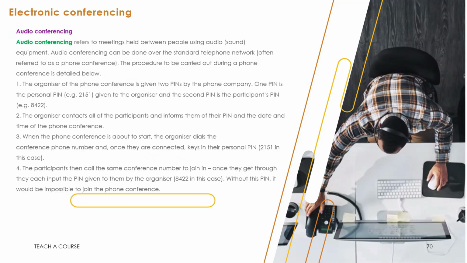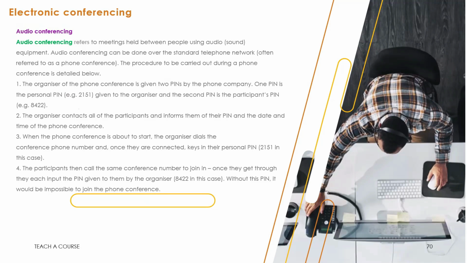Audio conferencing refers to meetings held between people using audio, so there's no video. It can be done over the standard telephone network, referred to as a phone conference. The procedure to be carried out during a phone conference is detailed below. The organizer is given 2 pins by the phone company. One pin is a personal pin given to the organizer, and the second pin is a participant's pin.